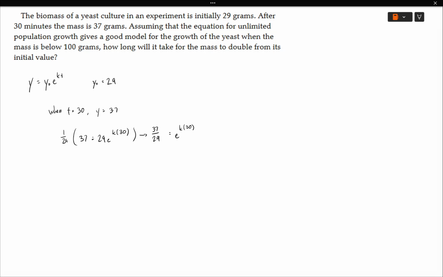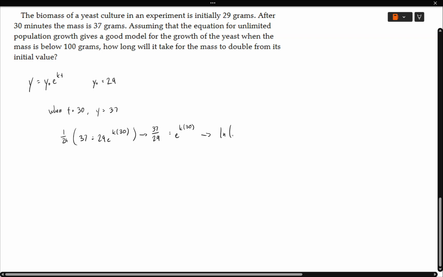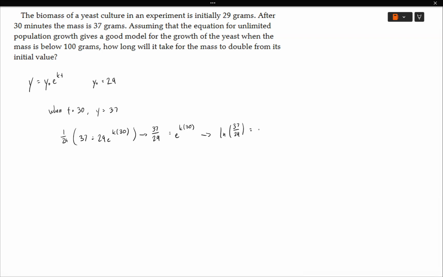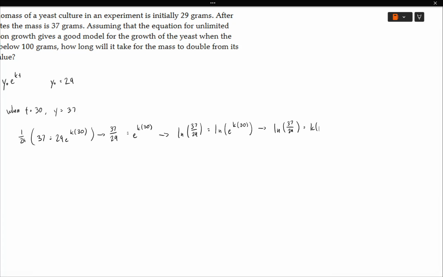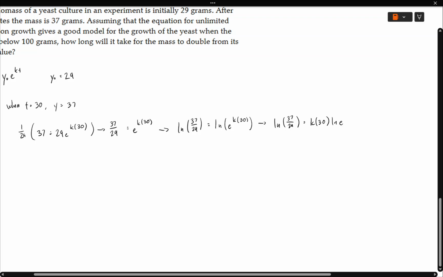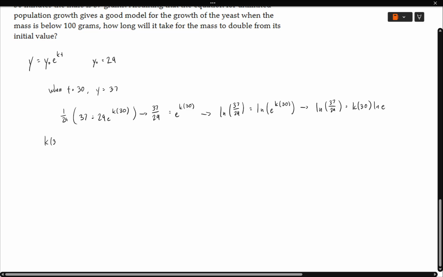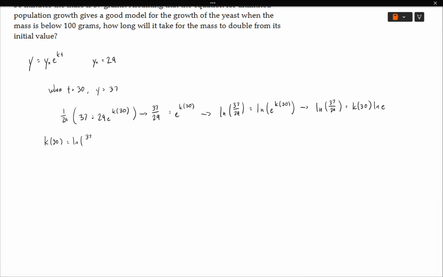And then we're going to take the natural log of both sides, which will become natural log of 37 over 29 equals natural log of e to the k 30. And when you have the natural log of something to an exponent, this exponent can actually go in front of the natural log. So this is the same as ln 37 over 29 equals k times 30 ln e, right? And we also know that the natural log of e is just 1, so we have k times 30 equals the natural log of 37 over 29.